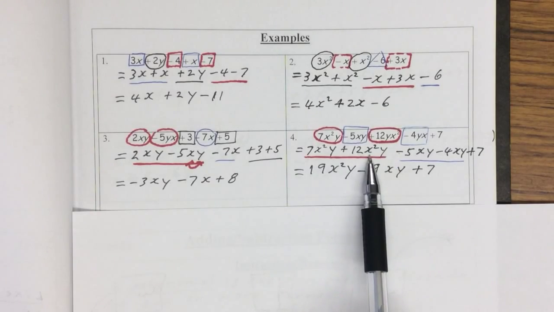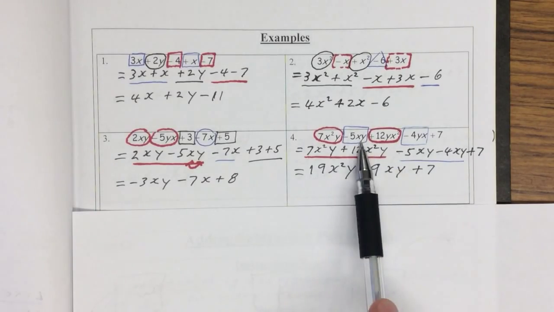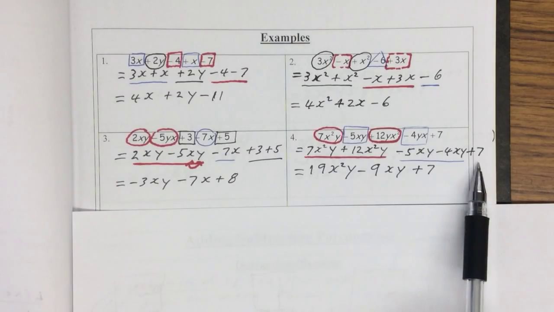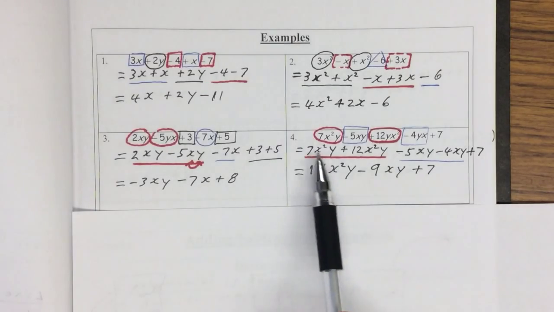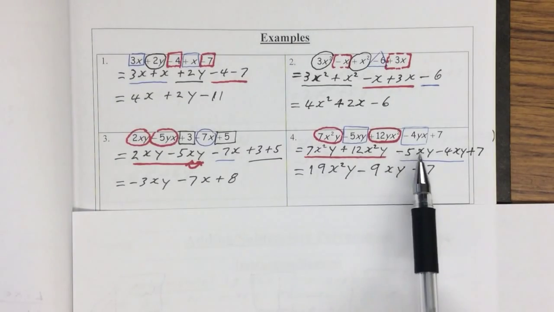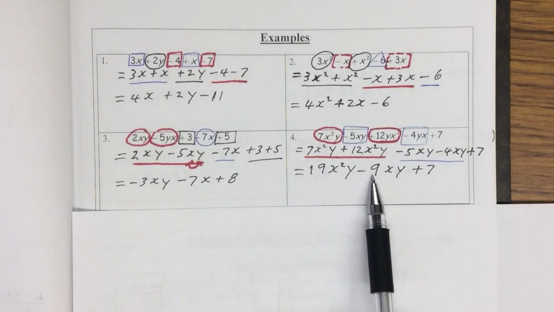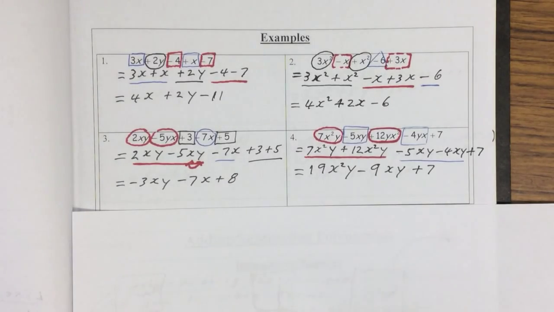So they're like terms. These two are like terms. Put them together. And the 7 is alone. 7 and 12 is 19. Negative 5, negative 4 is negative 9 plus 7.